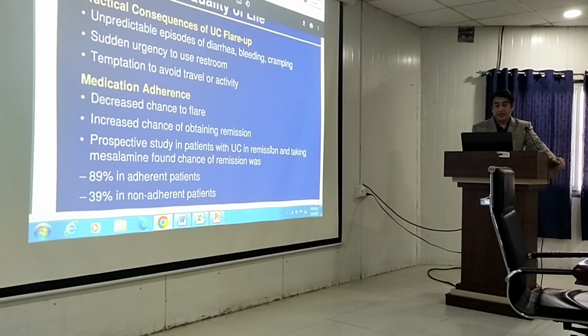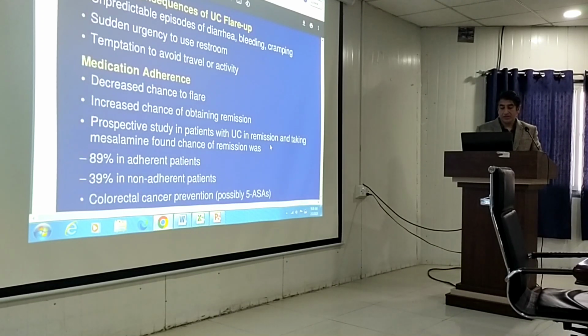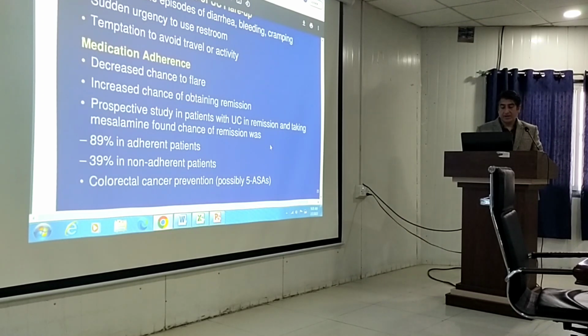Medication adherence is again important: decreased chance of flare, increased chance of obtaining remission. A prospective study in patients with ulcerative colitis in remission and taking mesalamine found the chance of remission was 89% in adherent patients and 39% in non-adherent patients. Colorectal cancer prevention, possibly 5-ASAs. So medication adherence is again very important to address, because a lot of patients have no idea about the impact of the disease. So we have to counsel them about the proper and regular use of the medications.